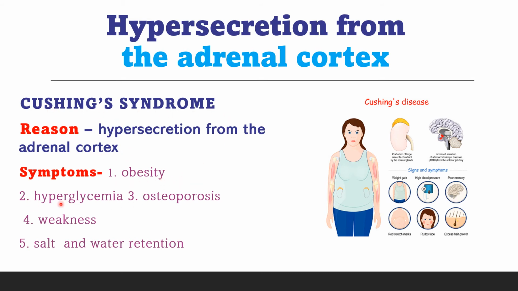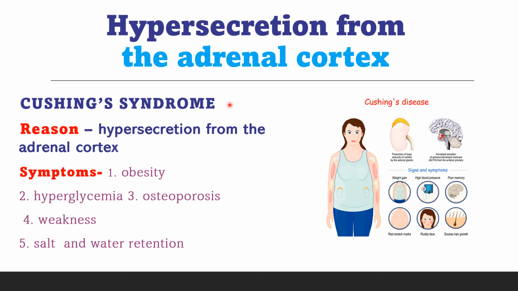Obesity, hyperglycemia. What is hyperglycemia? Just opposite to hypoglycemia. Hyperglycemia means more or higher blood sugar level. Higher blood sugar, that is hyperglycemia. Osteoporosis, weakness, salt and water retention. These are the different symptoms of Cushing syndrome. Yes, these are very important.